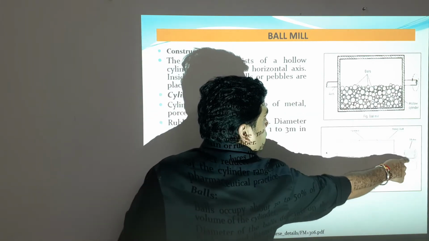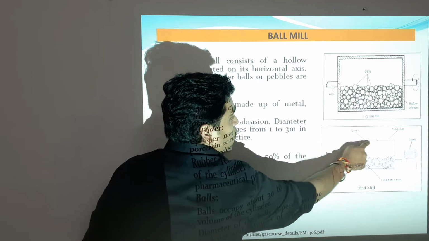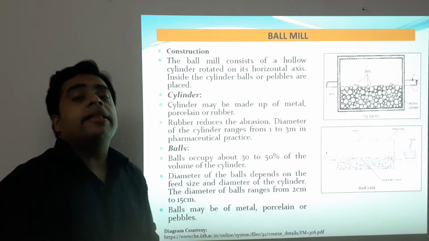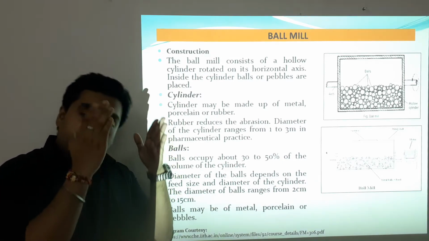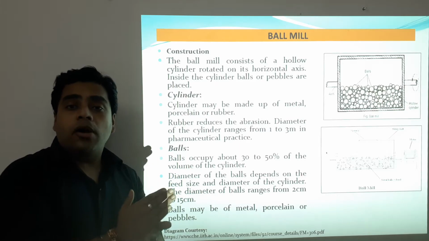This is the motor connection, and this is the cylinder where the feed is done. This is the opening and the feed comes through this, and the balls rotate and the feed also rotates, and the size reduction is brought about by the impact between the moving balls and the feed.